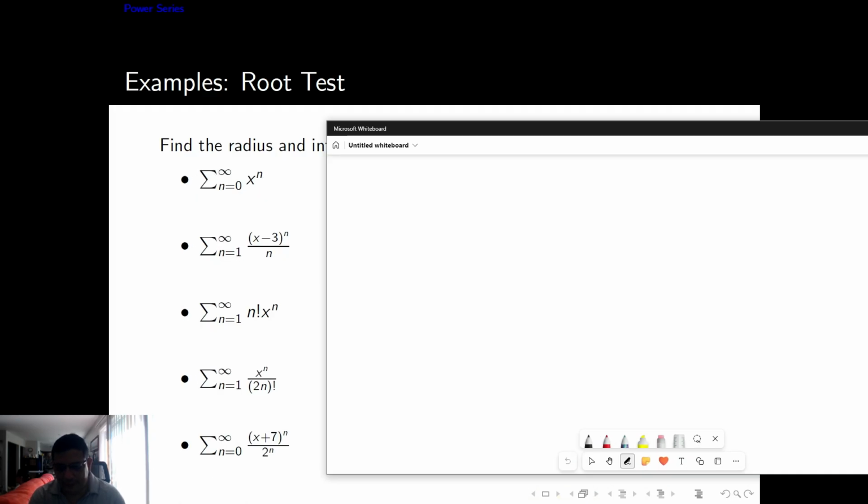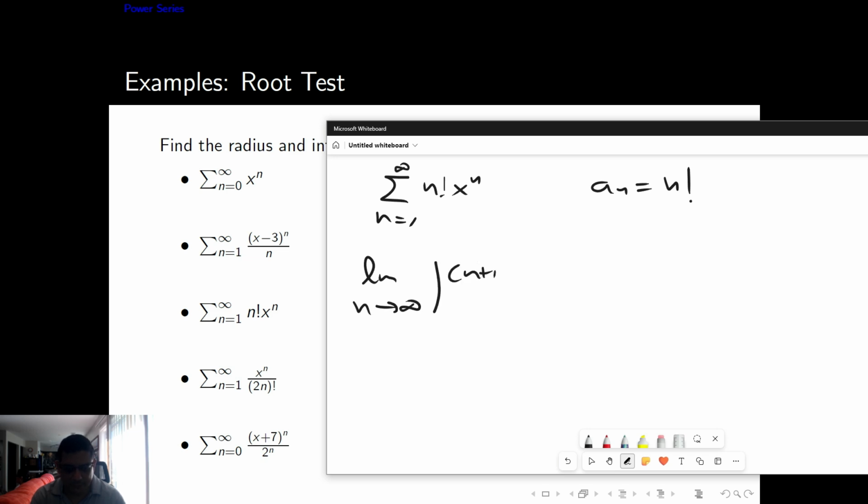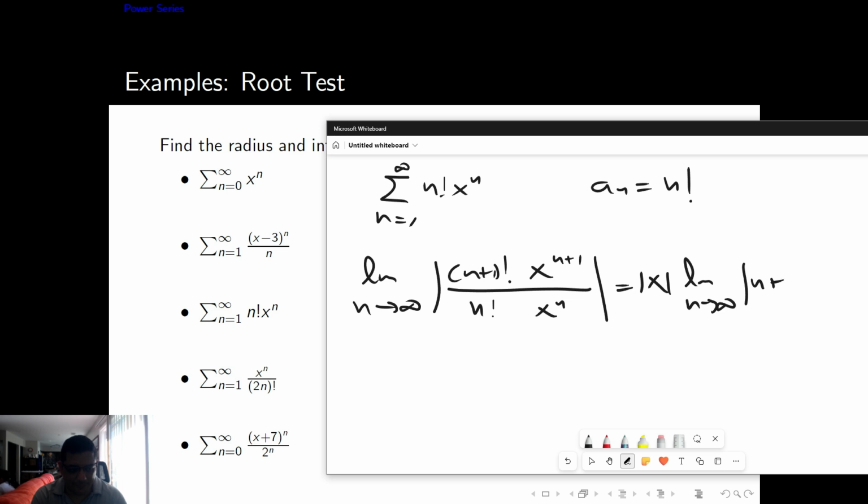Now for the third series, we have the series for n equals 1 to infinity of n factorial times x to the n. So as you can see, the a_n sequence is the n factorial. So here the ratio test is going to be the limit when n goes to infinity of (n plus 1) factorial x to the n plus 1 over n factorial over x to the n. In this scenario, notice that we're getting absolute value of x times the limit when n goes to infinity of the absolute value of n plus 1, since you can easily cancel out the n factorial, since (n plus 1) factorial is just n plus 1 times n factorial.